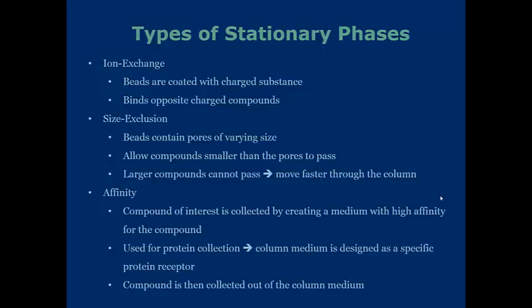The first type is an ion exchange. This is where beads are coated with some sort of charged substance. This binds oppositely charged compounds. As you would guess, if the charge is the same as the compounds in the stationary phase, they're going to come out faster than the ones that actually bind to the compound. Because of this, sometimes if you make the affinity strong enough, you can actually collect a desired compound from just washing it out of the beads.